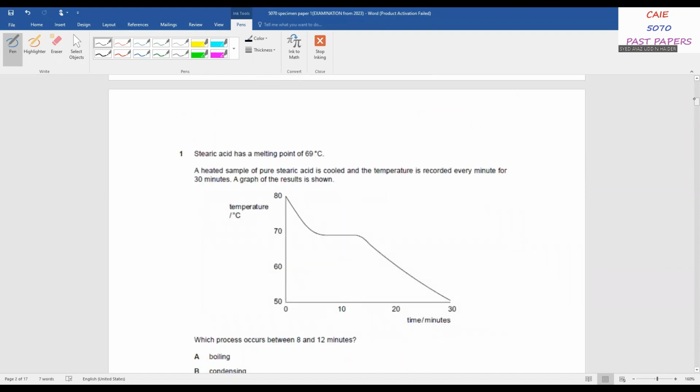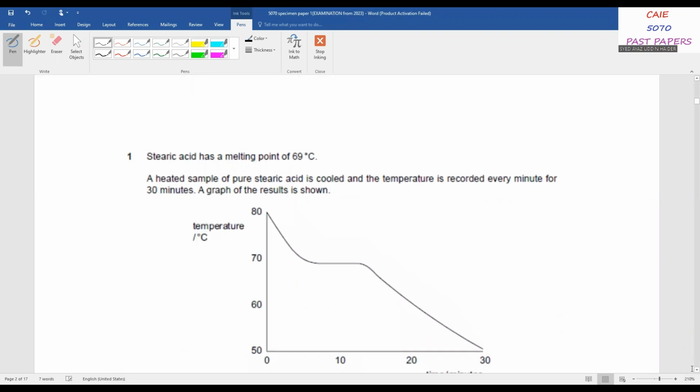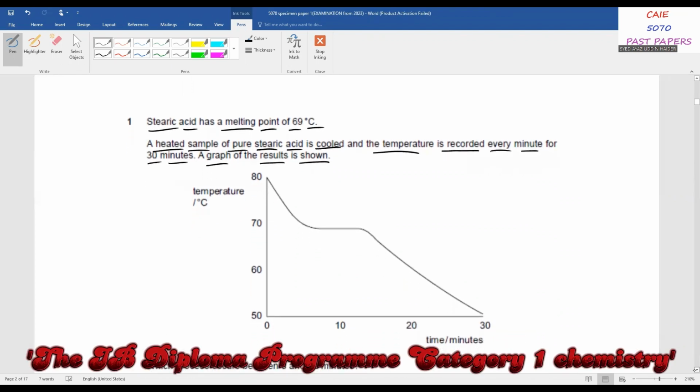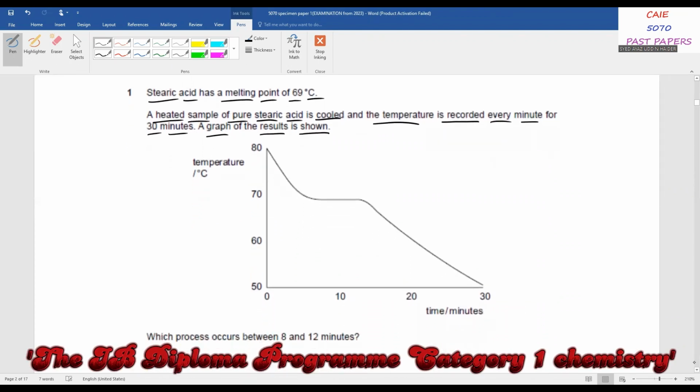So here's question number 1. Stearic acid has a melting point of 69 degrees centigrade. A heated sample of pure stearic acid is cooled and the temperature is recorded every minute for 30 minutes. A graph of the results is shown. You see on the x-axis the time is given, and on the y-axis you have temperature in centigrade. Which process occurs between 8 and 12 minutes? So this will be the 8-minute and 12-minute.